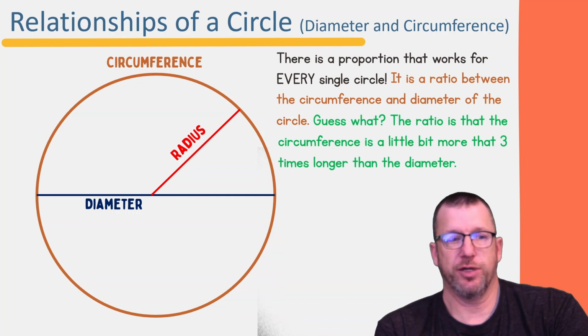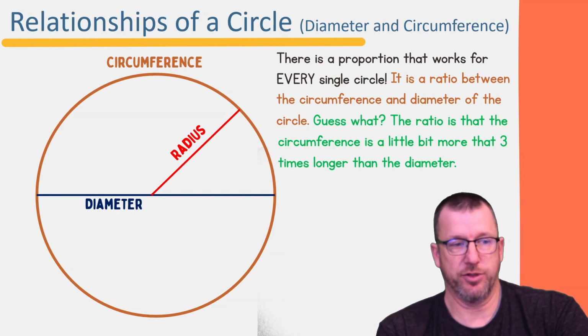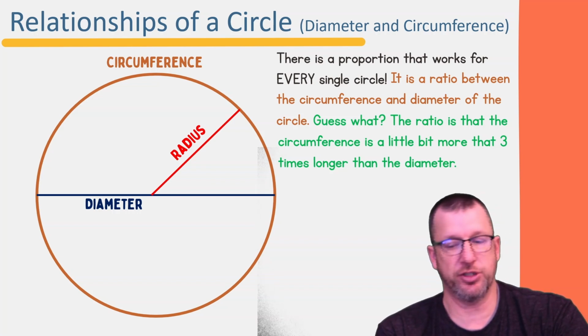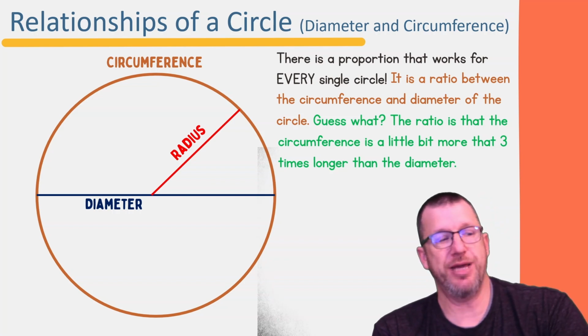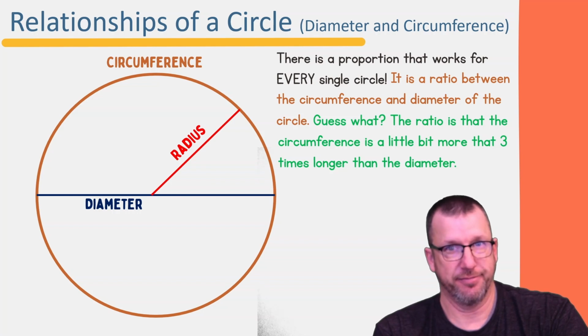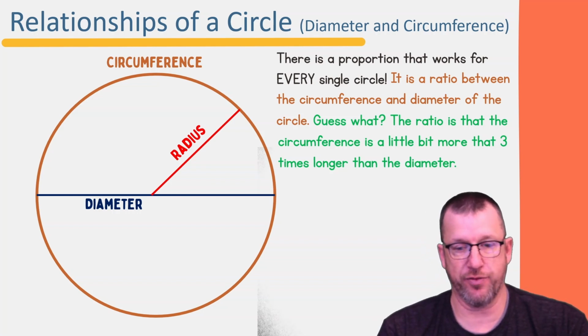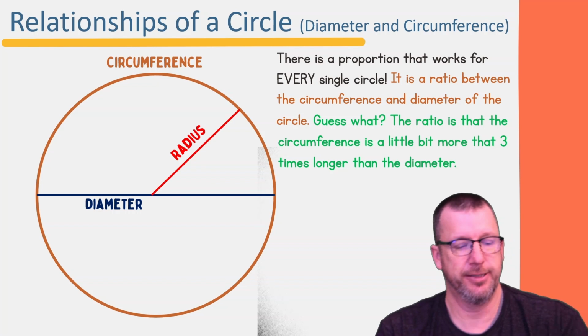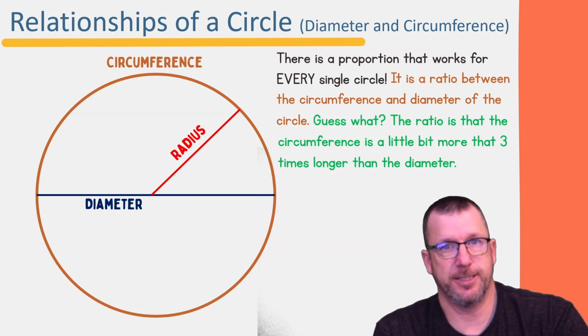So the relationship we're talking about, the ratio, is this: if we rolled out this circle that you're looking at on my screen to figure out how long it was, it's going to be a little bit more than 3 times as long as the diameter. If we took the diameter and multiplied it by a little bit more than 3, we would get the circumference.